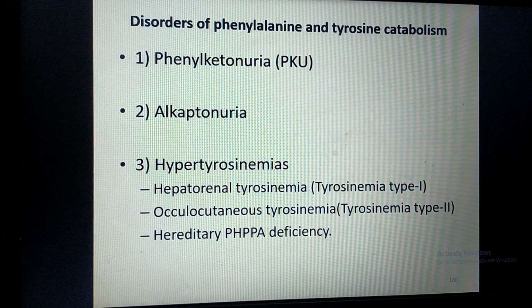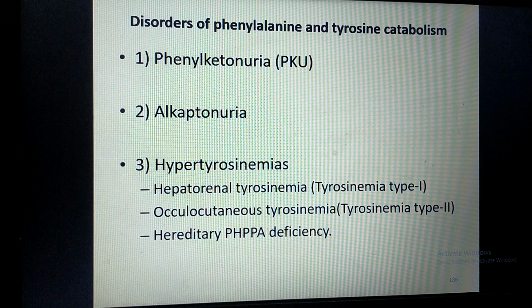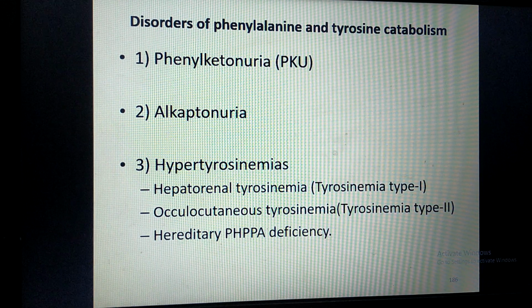Now we will study the disorders of phenylalanine and tyrosine metabolism. Three main disorders are there: phenylketonuria, alkaptonuria, and hypertyrosinemias. Again, it is of three types: tyrosinemia type 1, which is also called hepatorenal tyrosinemia; tyrosinemia type 2, also called oculocutaneous tyrosinemia; and hereditary para-hydroxyphenyl pyruvic acid deficiency. We will study one by one.